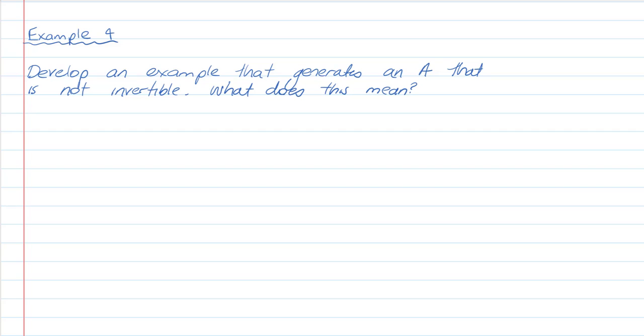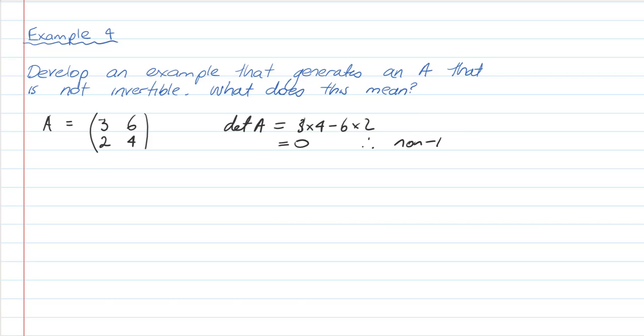What does this mean? So I'm going to do this backwards. I'm going to say, well, let's let A equal something not invertible. And my 12 has got lots of factors. I like 12. So let's do 3, 6, 2, 4. Because this means that the determinant of A is equal to 3 times 4 minus 6 times 2, which equals 0. And therefore, it's a non-invertible matrix. And that's what we're looking for.